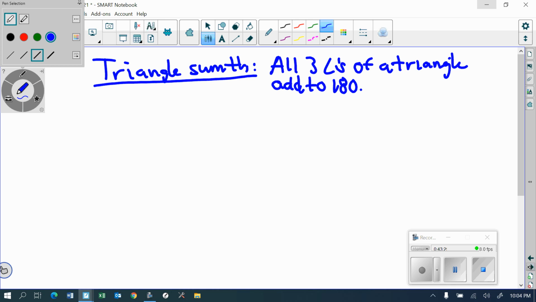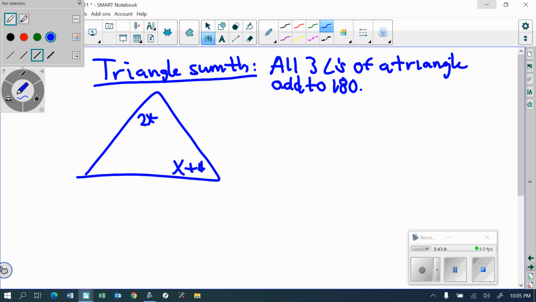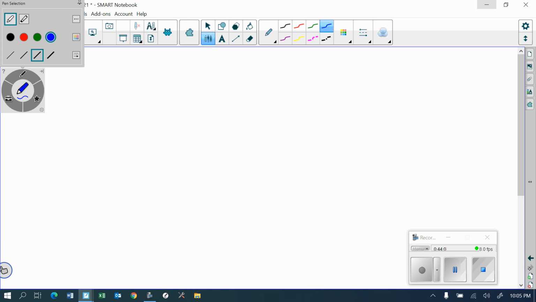So you could have a triangle with algebraic expressions, you know, x plus 4, 2x minus 7, and 3x minus 1. I would add all 3 of those angles up, set them equal to 180 degrees, and solve for x. Then I can plug it back in to get the angle measures. That'd be the triangle sum theorem. Okay. Let's go to the next.